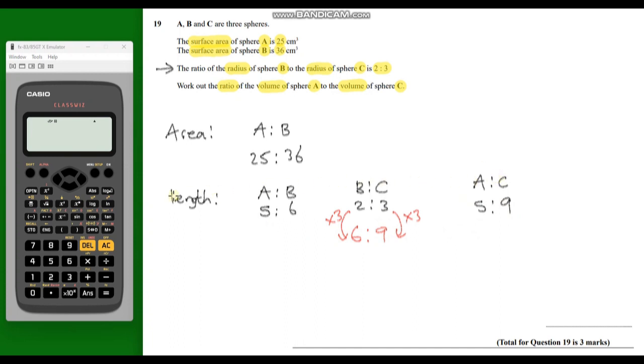But again, this is the length ratios. In the question, it says work out the ratio of the volumes of A to C. So let's do that. The volume of A to C. Because we've got the lengths, all we do to calculate the volume is cube each of these numbers. So it's going to be 5 cubed to 9 cubed. I'll just use my calculator for that. 5 cubed gives me 125. And then 9 cubed gives me 729. So that is my answer, 125 to 729.